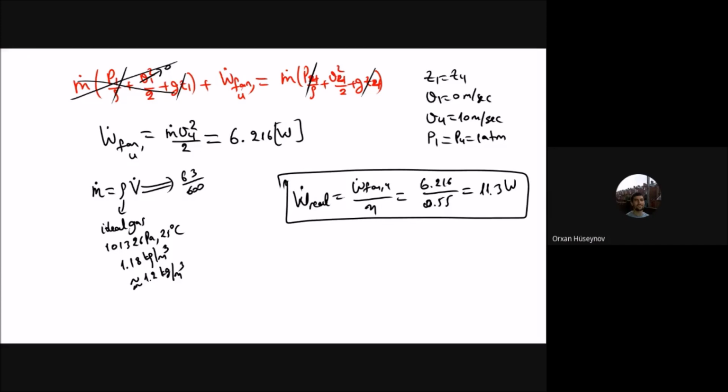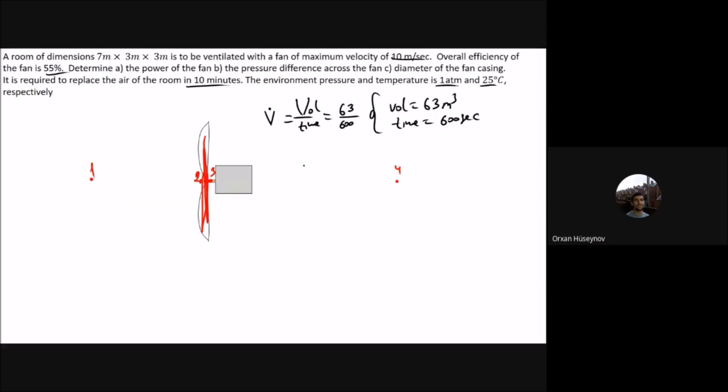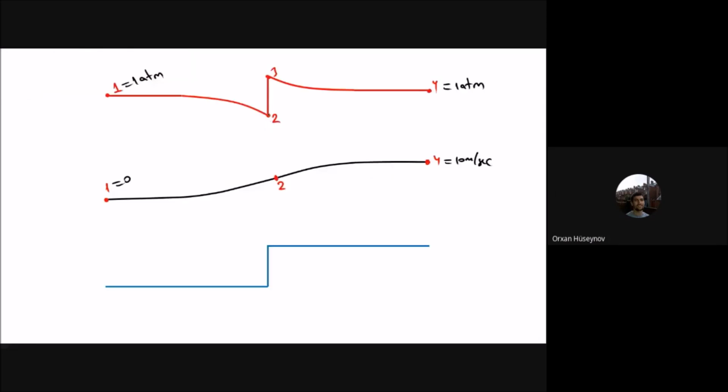Okay, so now comes the next part of the question. It says to find the pressure difference across the fan. In other words, find the difference between 2 and 3, which is discontinuous here. And let's do that.